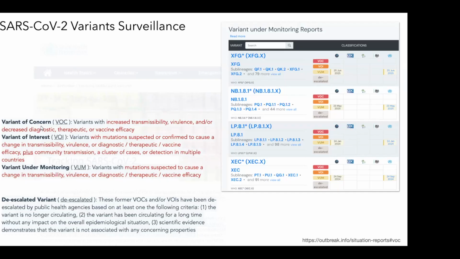For the variants that are also of interest but not classified as of concern, they are classified as VOI, or variant under monitoring, and of course the ones that are no longer variant of concern. So on that website, outbreak.info, you have the classification of the different variants, the main group. So for example, XFG right now is classified as VUM by the WHO since June 25th, 2025. And it could escalate more if more evidence of issues with that virus are reported.